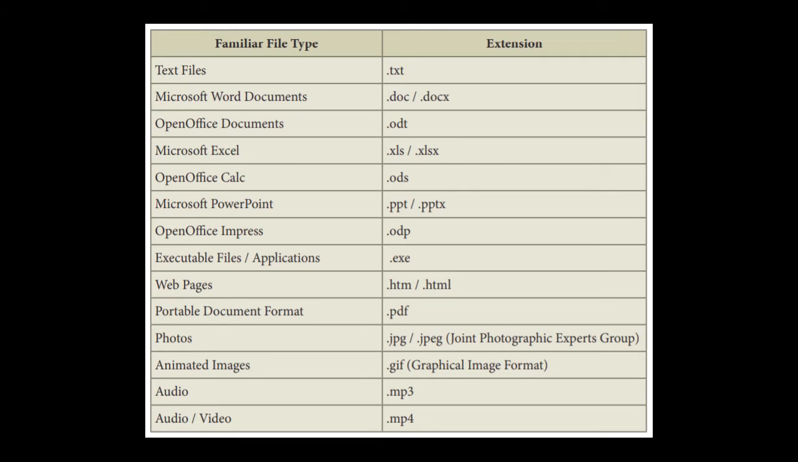If it is a text file, the extension will be .txt, right? In Microsoft Word, if you are typing a document, it will be saved as .doc, which represents a document, right? So .doc or .docx. An OpenOffice document means ODT, .odt. Microsoft Excel will be .xls or .xlsx, right? In OpenOffice Calc, now we saw it is .ods, right?